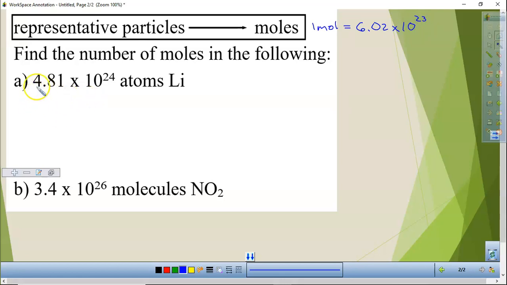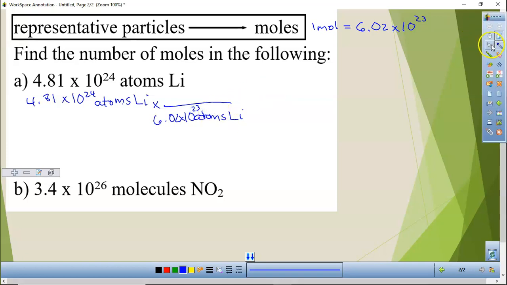So down here, this is my given. I've got particles. So I write 4.81 times 10 to the 24th atoms of lithium. So what am I going to do? I'm going to just go down that unit. The atoms of lithium in my denominator. So that is my particle. So in front of atoms, I put Avogadro's number, 6.02 times 10 to the 23rd.